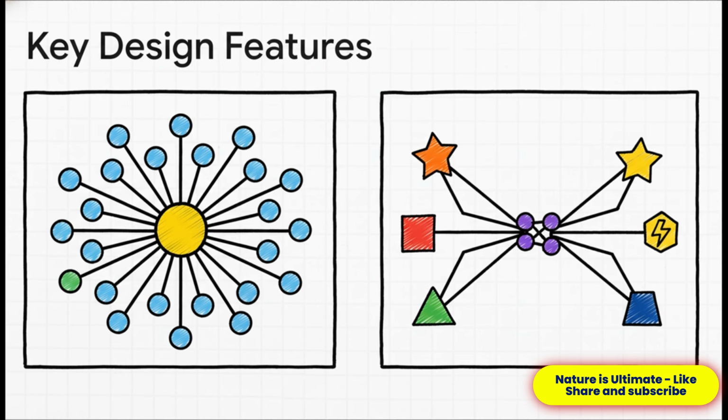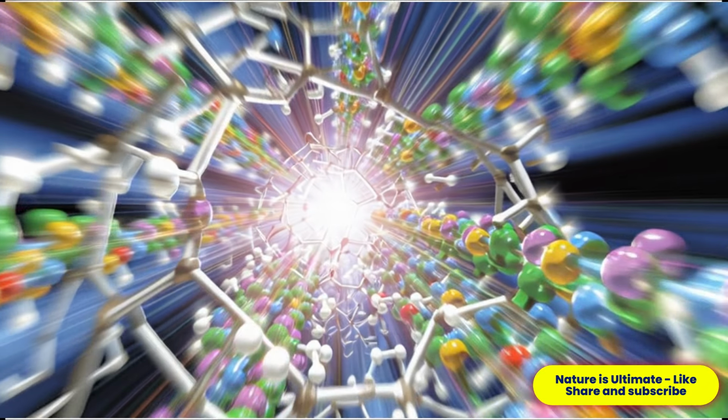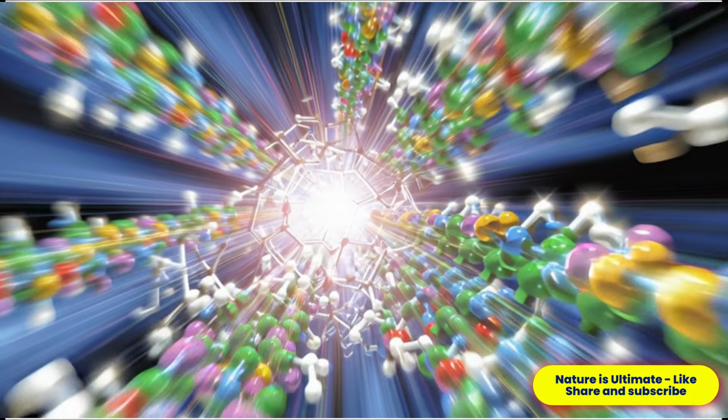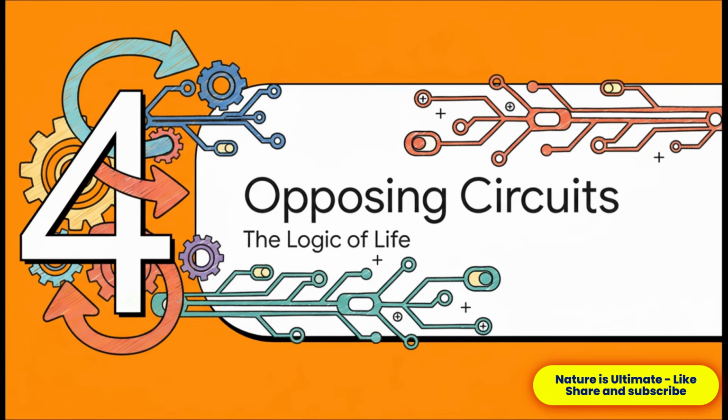The other key feature is the bow tie architecture. The cell takes tons of different inputs, funnels them all down into a few core molecules in the middle, and then fans them back out to build everything it needs. It is the ultimate design for efficiency. Okay, we've covered the hardware and the layout. Now what about the software? What's the fundamental program that runs on this thing?